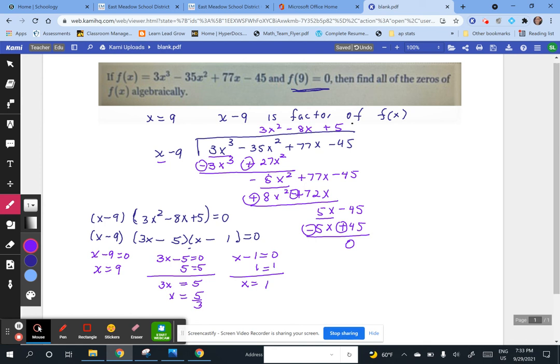So there are 3 solutions, and let me change colors. Let's do it in green. So one solution is 1, one solution is 5/3, and one solution is 9.